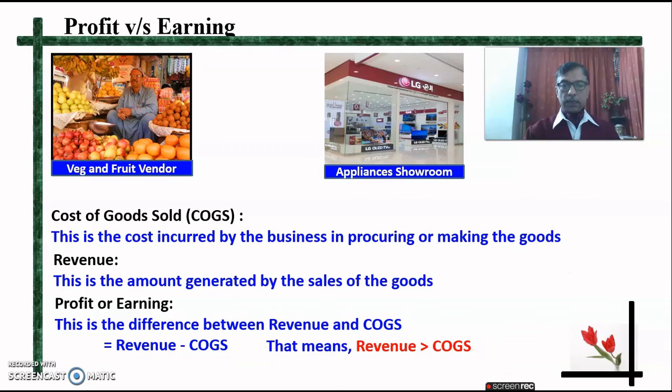And therefore, it is common sense that if you have to make profit, then your revenues must be more than the cost of goods sold. Now, it may appear very simple here, but as we proceed, we will understand how complicated the cost of goods can become. In the next lesson, we will discuss that.